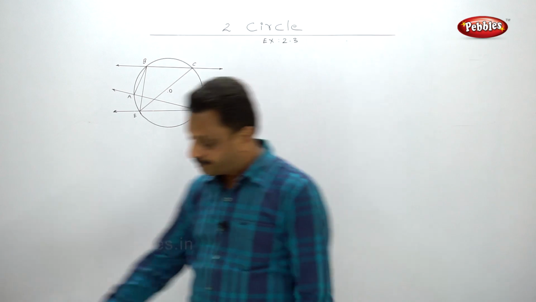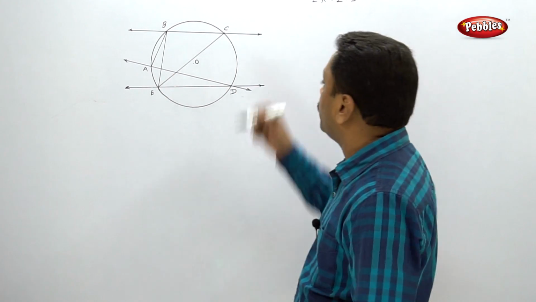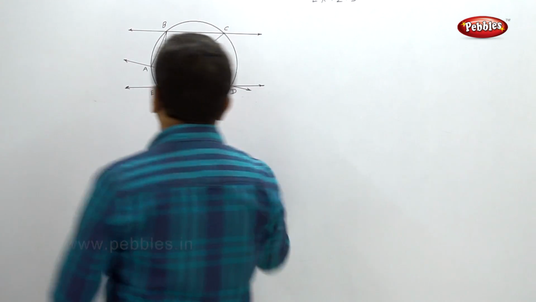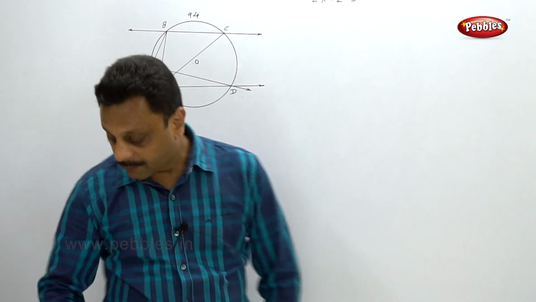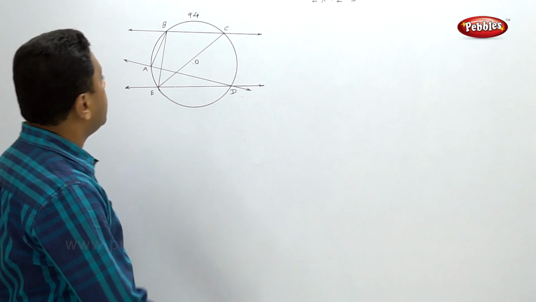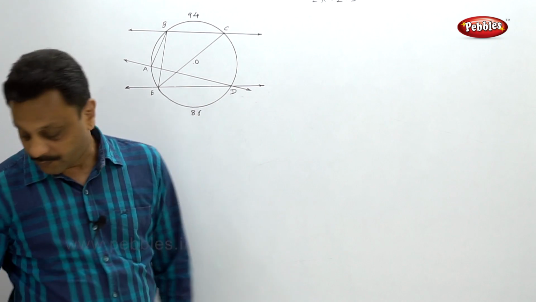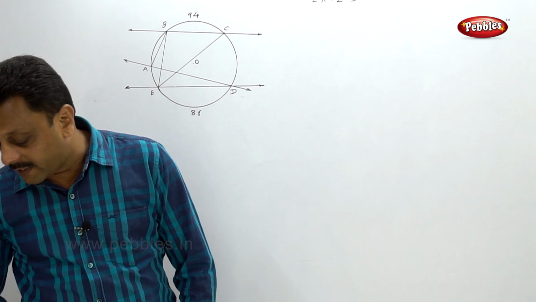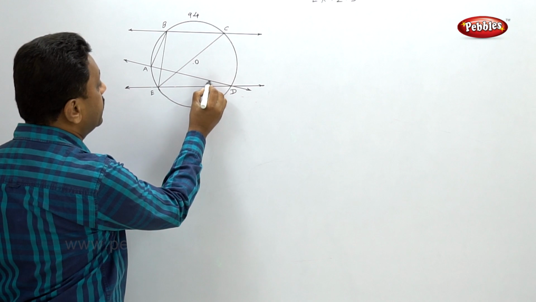Major arc BC is 94. We have to write everything we know. Major arc ED is 86. Angle ADE is 8 degrees.